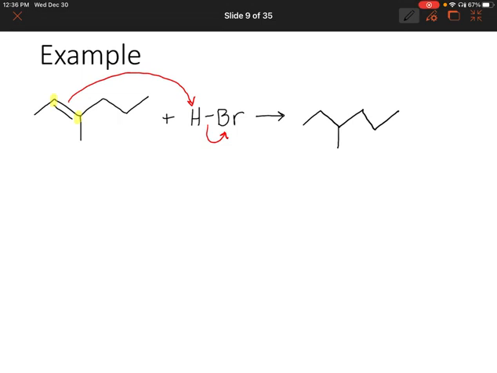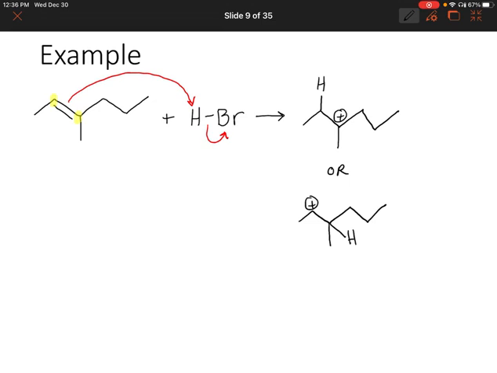Okay, so if the hydrogen adds to the carbon on the left side of the double bond, we end up with a positive charge on the other carbon. Or the hydrogen might add to the other side. And then we have a positive charge on the carbon to the left.